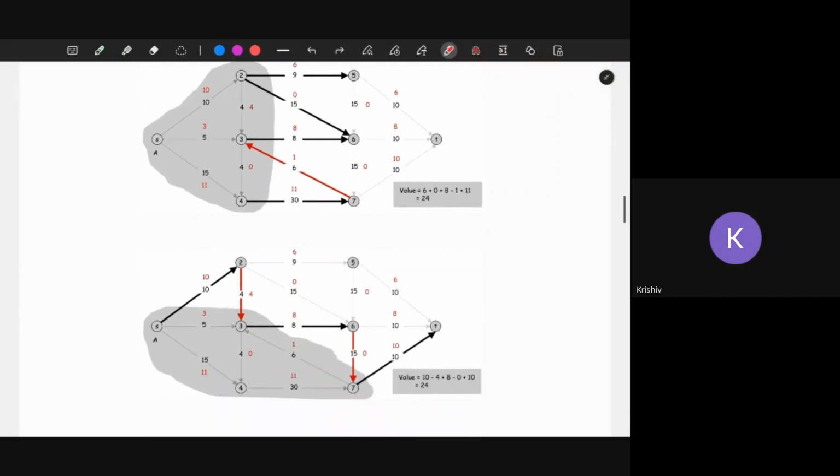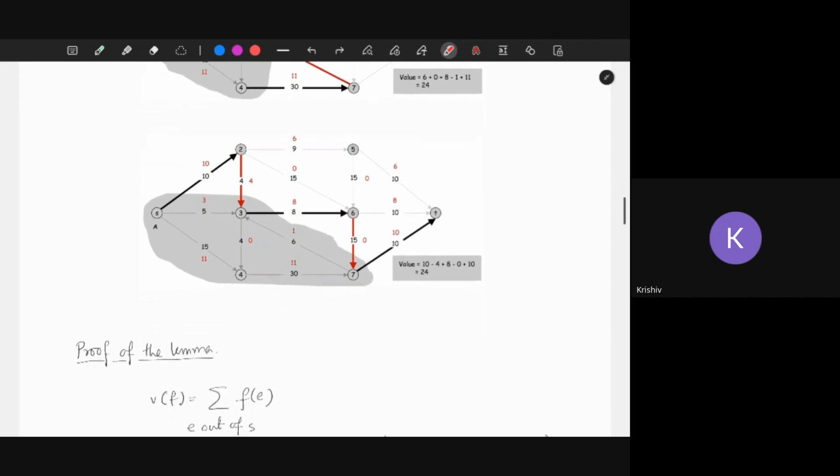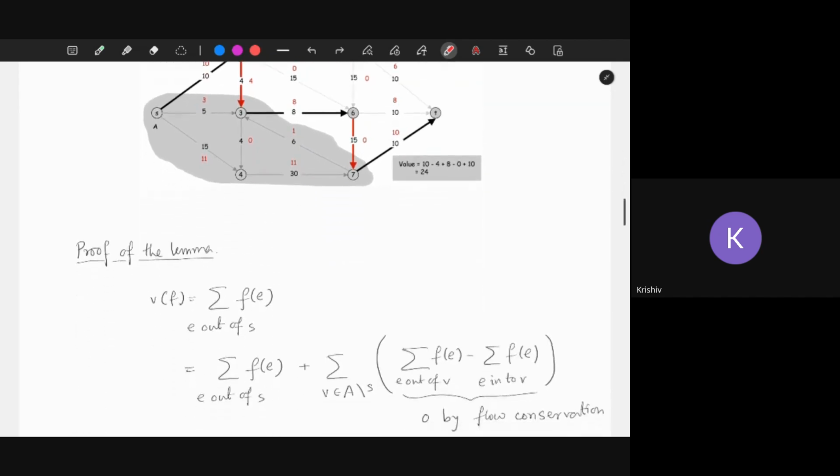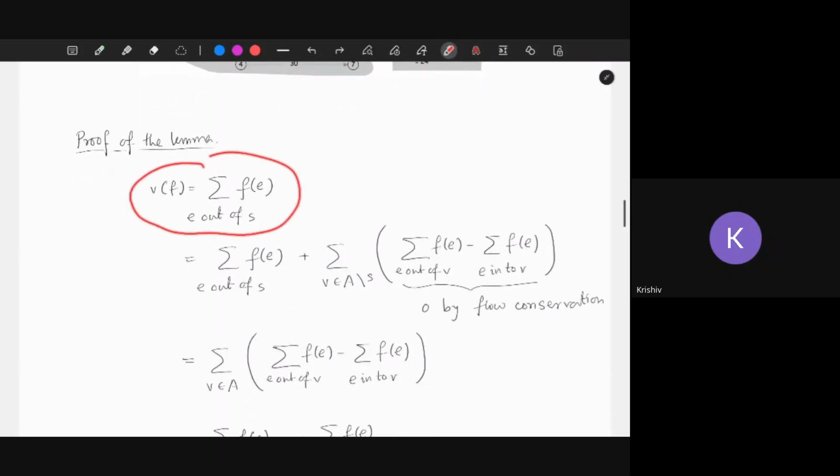So you can look at all these different examples on this network. I will leave it to you. I will share the notes and you can see this. So the proof of the lemma is basically the definition of this.